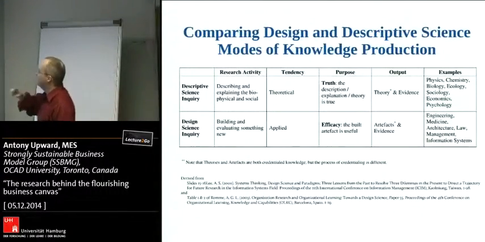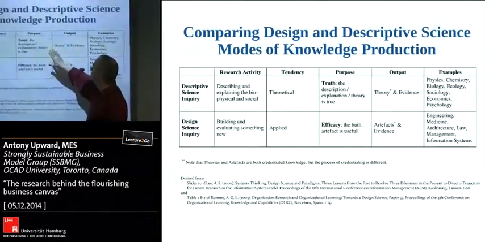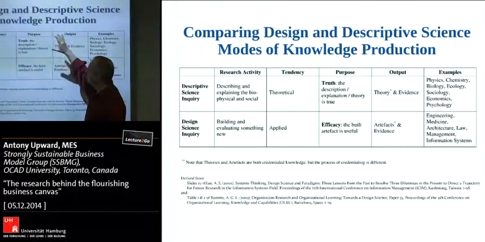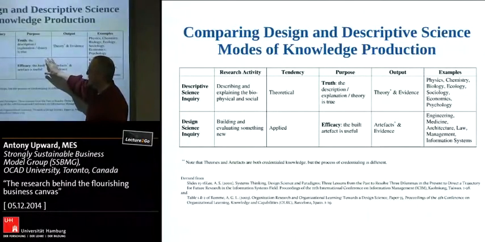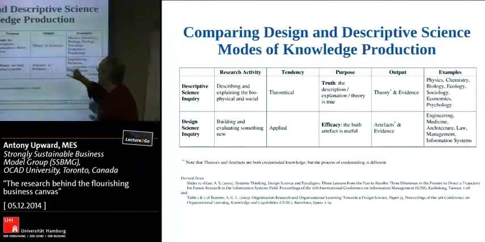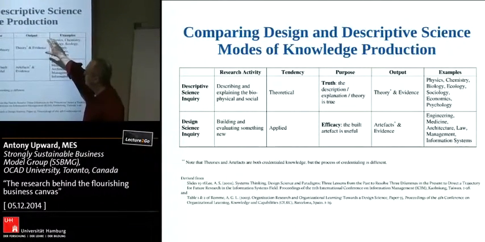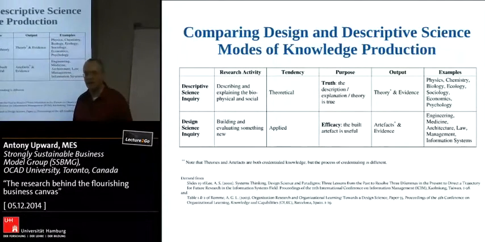So again, this is a nice table and the citations are at the bottom here. Purpose of descriptive science is truth, describing and explaining the theory, whereas in design sciences, is it effective, is it useful? So the output of descriptive science is theory and the evidence to say that it's true, and the output of design science is artifacts and evidence that it's useful.